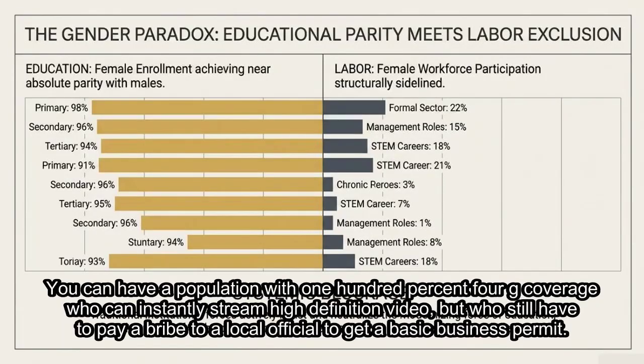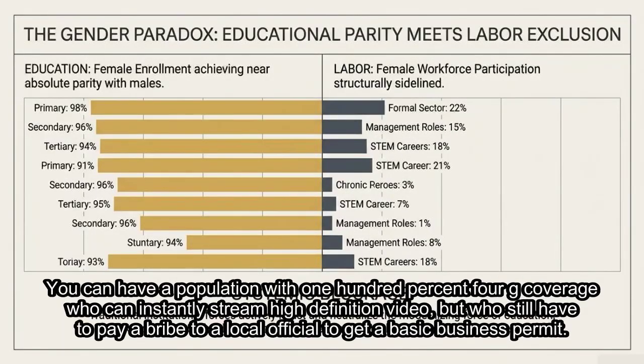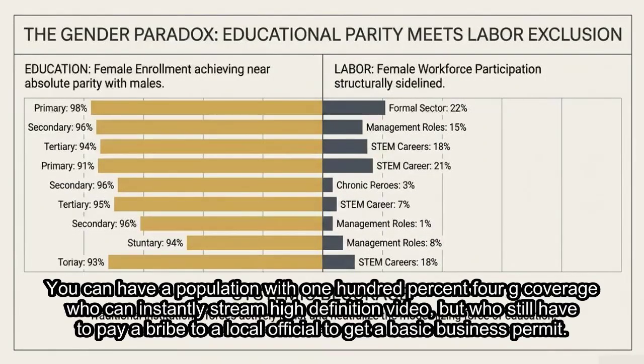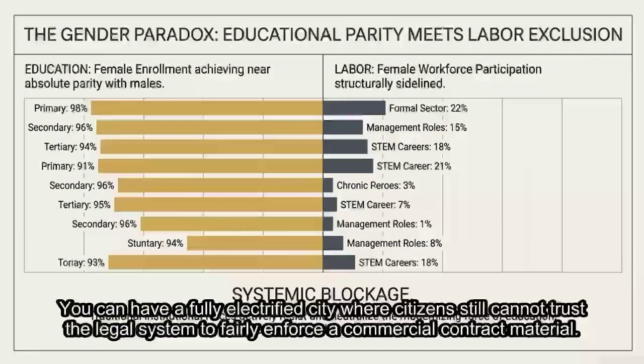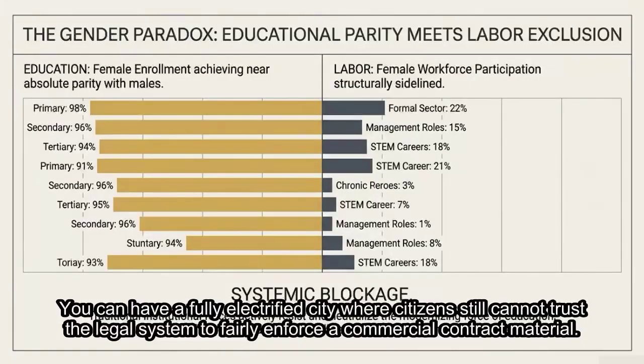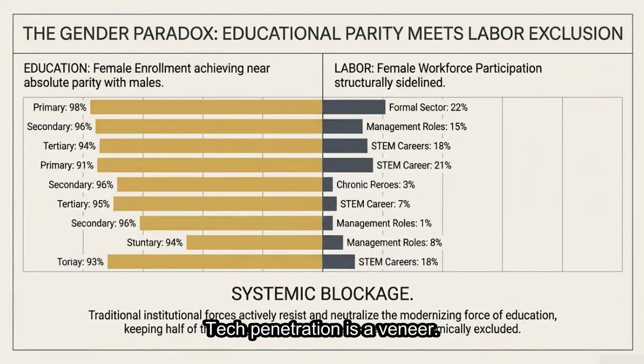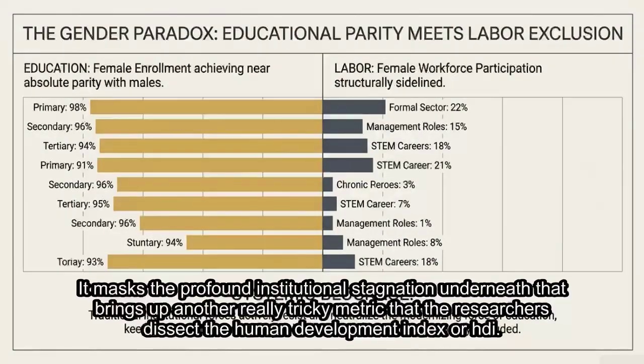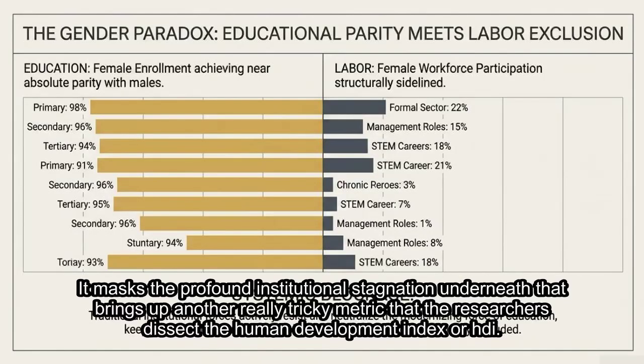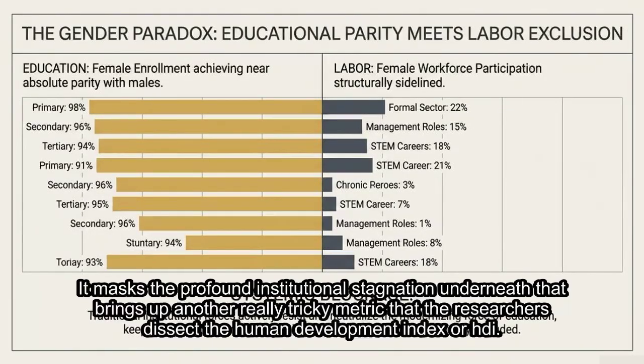Yes, but smartphones and power grids do not automatically generate government efficiency, bureaucratic transparency, or civil liberties. You can have a population with 100% 4G coverage who can instantly stream high-definition video, but who still have to pay a bribe to a local official to get a basic business permit. Oh, wow. You can have a fully electrified city where citizens still cannot trust the legal system to fairly enforce a commercial contract. Material tech penetration is a veneer. It masks the profound institutional stagnation underneath.